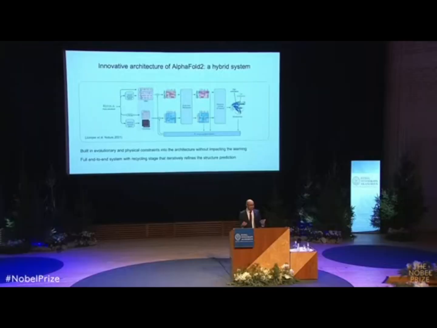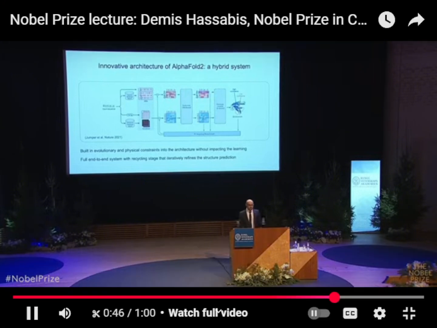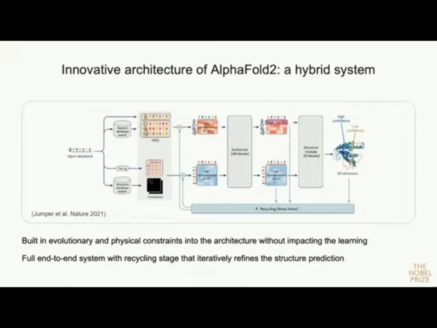It was key to this working that the AlphaFold team was a multidisciplinary team composed of expert biologists and chemists, as well as machine learning and engineering. And it was a full end-to-end system that started with the amino acid sequence and directly output the 3D structure prediction. And it used a recycling stage that allowed it to iteratively refine.